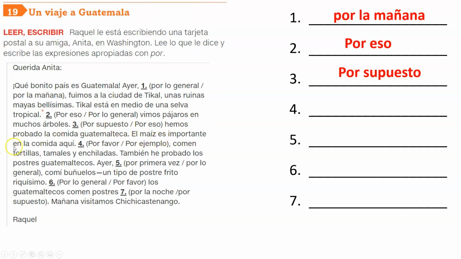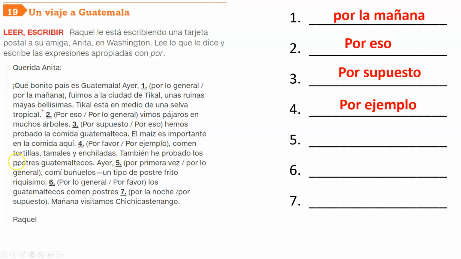El maíz es importante en la comida aquí. Corn is important in the food here. Blank, comen tortillas, tamales y enchiladas. Blank, they eat tortillas, tamales, and enchiladas. So, please, or for example. It's probably for example. For example, they eat tortillas, tamales, and enchiladas.